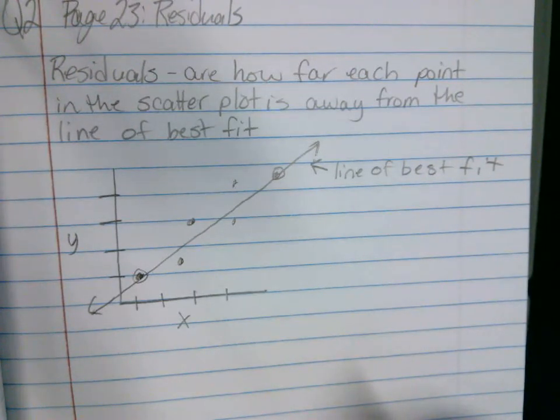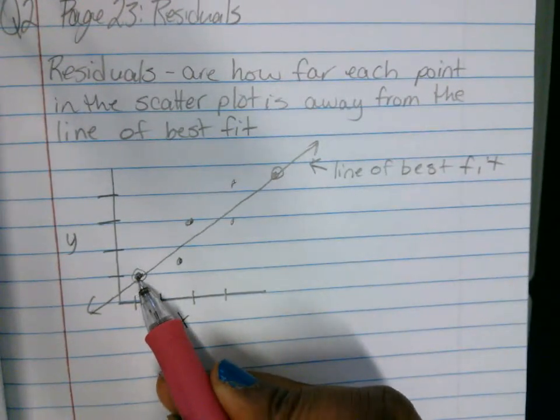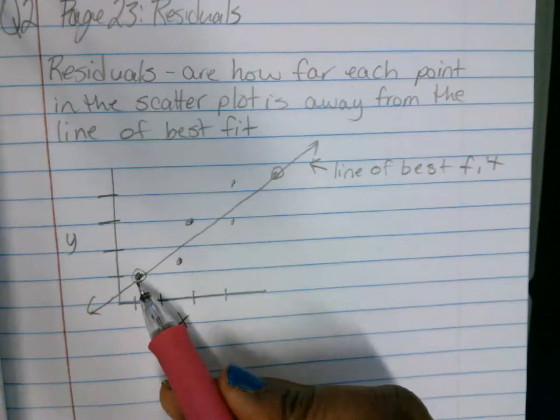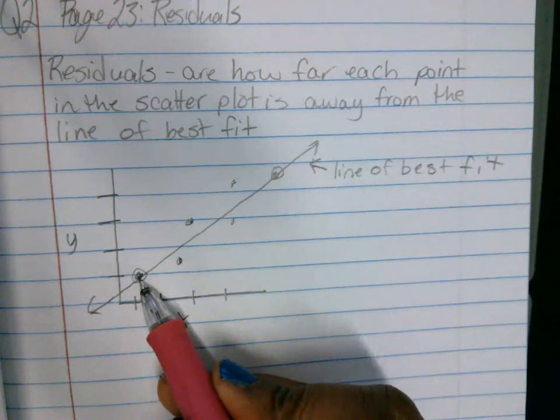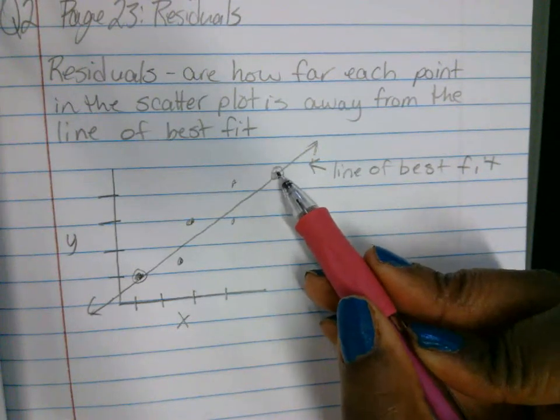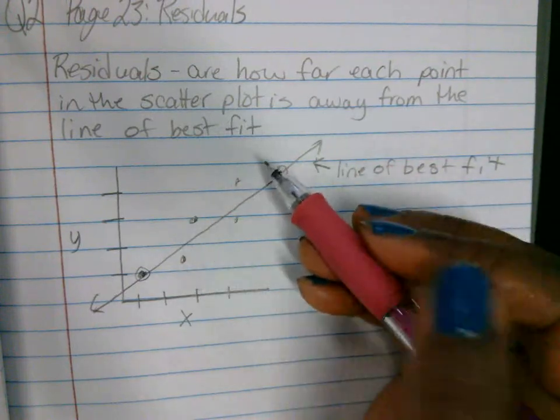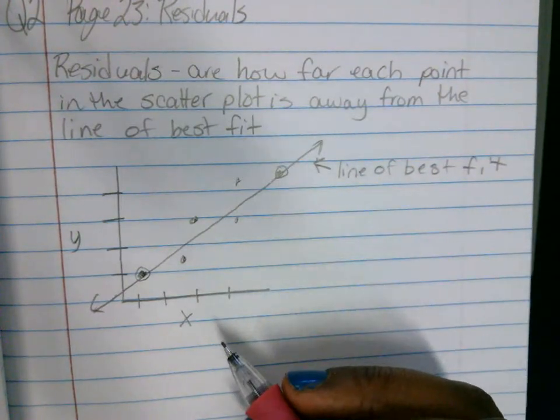Okay. I'm going to illustrate the residual for each of these points. All right, so let's start with this point right here. Since the point is on the line, this point does not have a residual. The residual here for this point is 0 because it's on the line. The residual for this point is 0 because it's on the line. Residuals are how far each point is away from the line of best fit. So let's look at the other points.